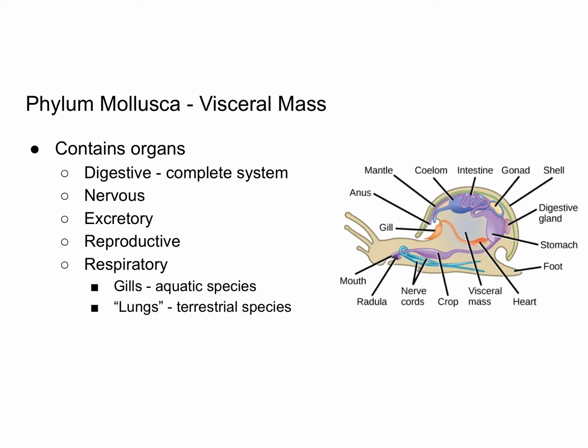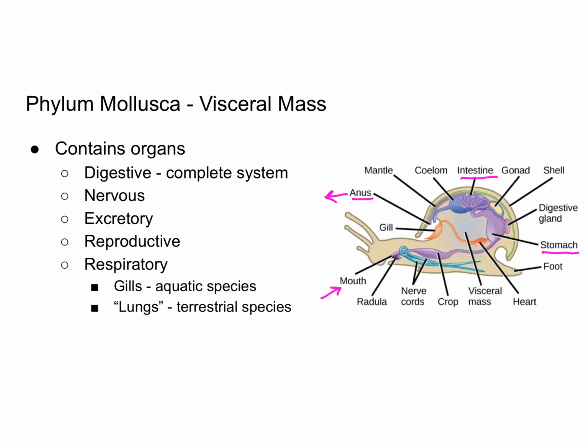As I mentioned, the visceral mass contains the internal organs. Mollusks do have a complete digestive system. That essentially means that food goes in one end and comes out the other. And you'll notice that it's kind of interesting that the anus is right above the mouth, and we'll talk a little bit more about that on another slide. But you can see that the digestive organs include things like a stomach, an intestine, and then the anus.